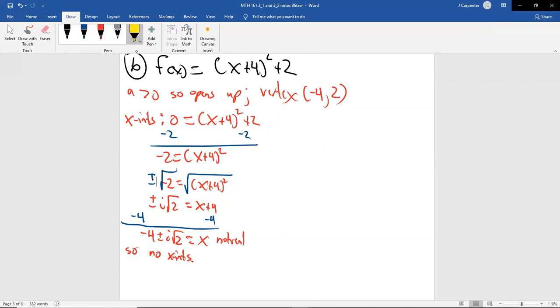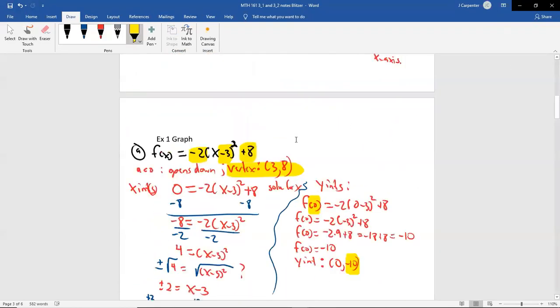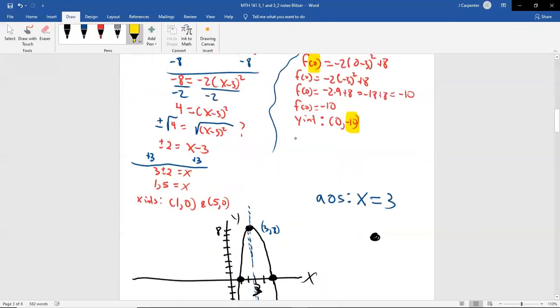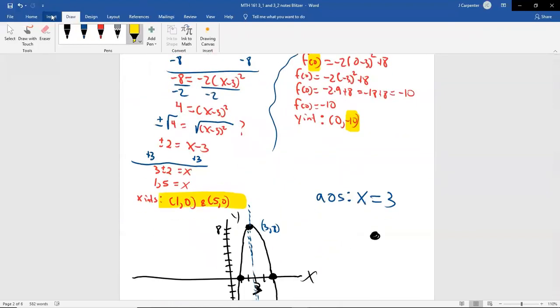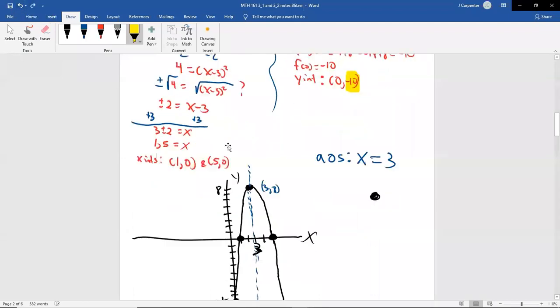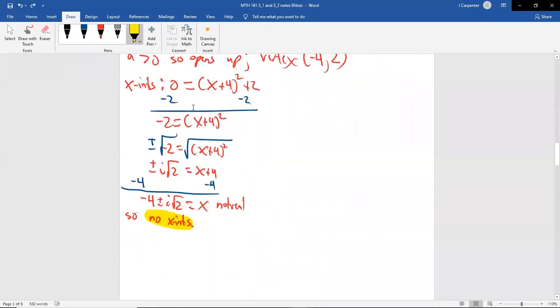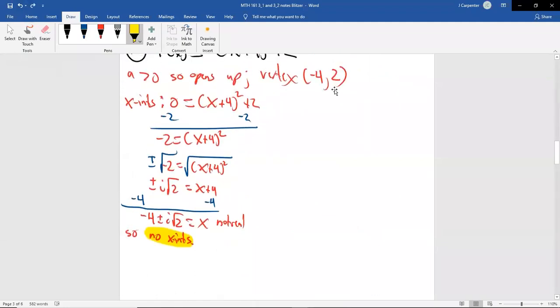Well, that kind of sucks, doesn't it? There's no x-intercepts in this problem. When we did the x-intercepts in the last problem, we found 2 of those things. So we already had 3 points by now in the previous problem. For this one, we only have 1 point. We only have the vertex so far. Oh, well, that's a challenge, isn't it? Well, let's see what happens.